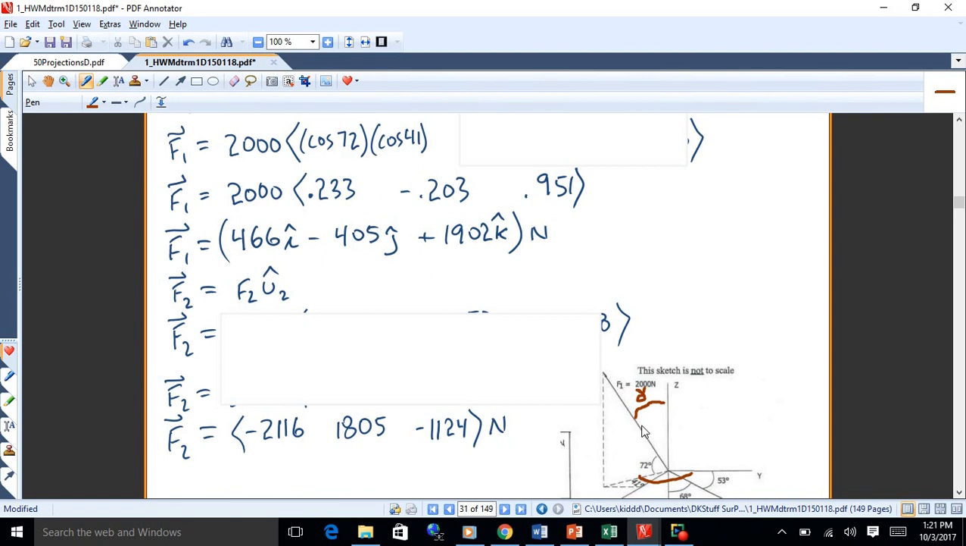So those are the three things that go into that unit vector. Cosine 72, cosine 41, that gets you 0.233. That's the first little bit. Then you have to work with it again to get it on the y-axis. There's your second unit vector component. And then you get it on the z-axis. There's the third. Then you multiply all those by 2,000. When you're all done with this, that should be your final force vector right there.